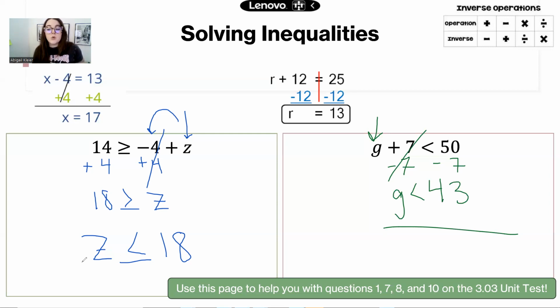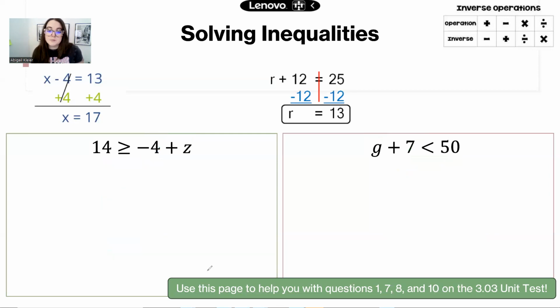Again, just a quick review with inequalities. The variable represents an unknown value. So what this is saying is G could be replaced with any number that is smaller than 43, and the inequality would still be true. We're going to go ahead and move to the next slide.